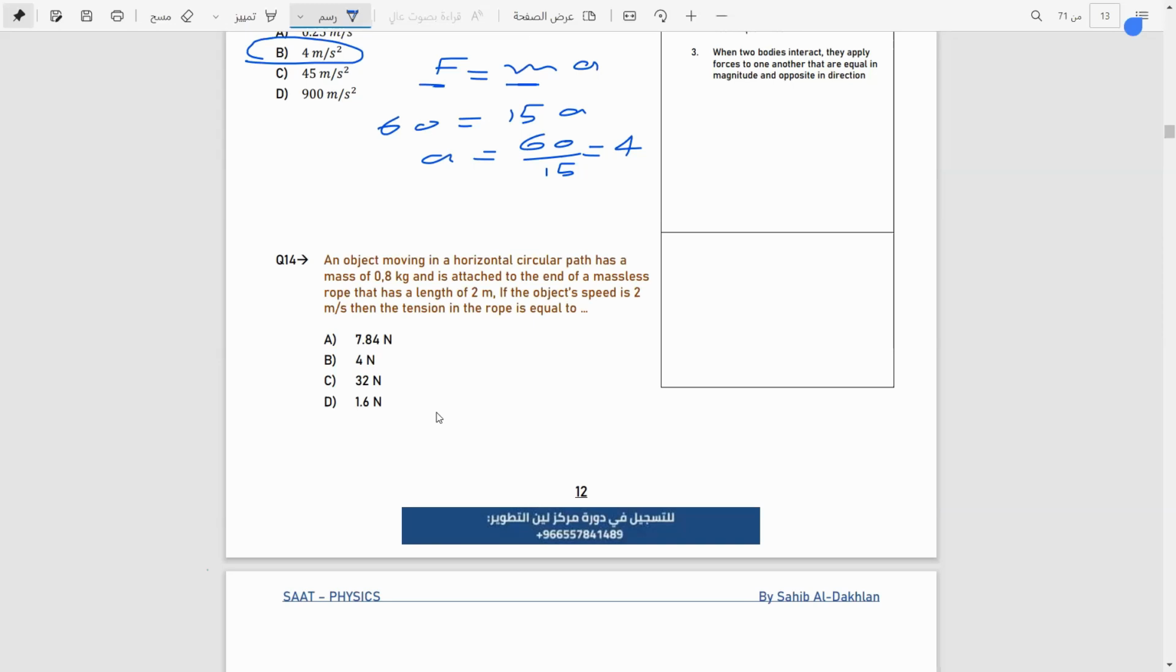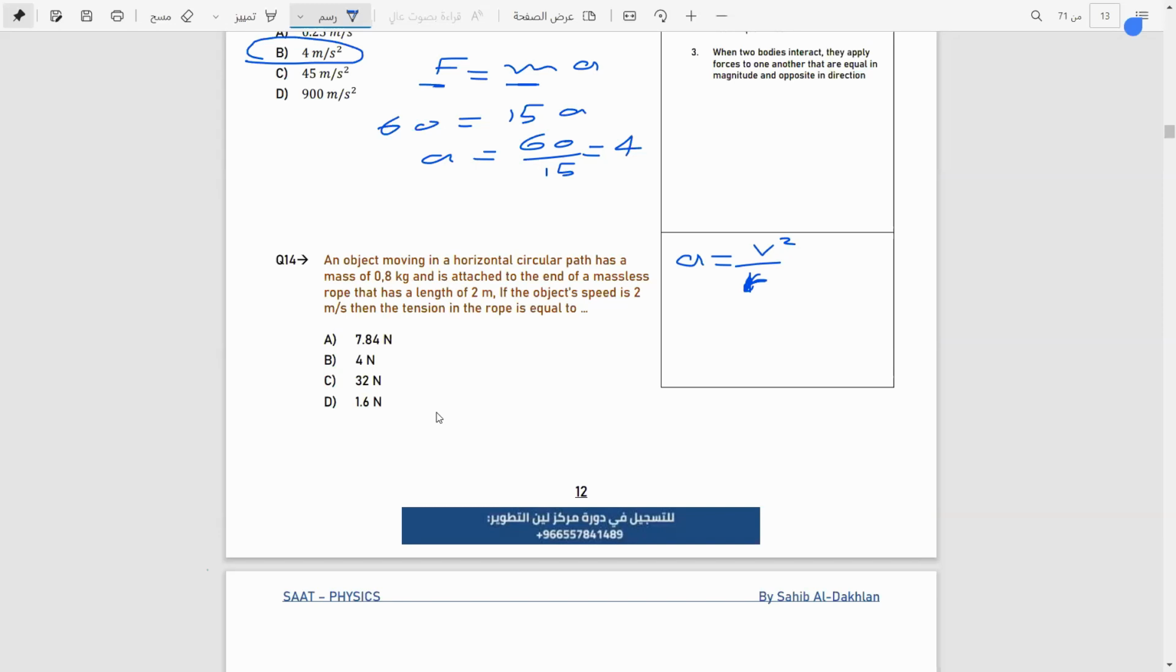Actually, there is a missing law here. It's not put here. Okay, let me just put it now. Acceleration equals velocity squared over r. Here is r. This is the acceleration for circular movements.